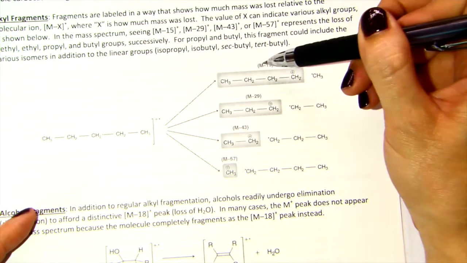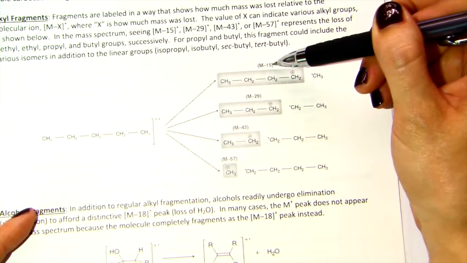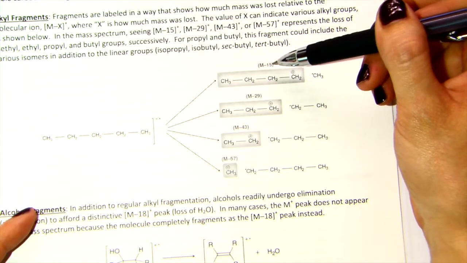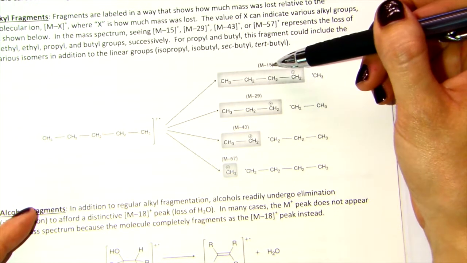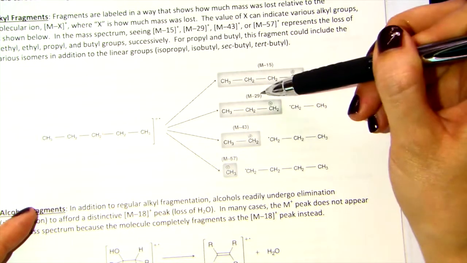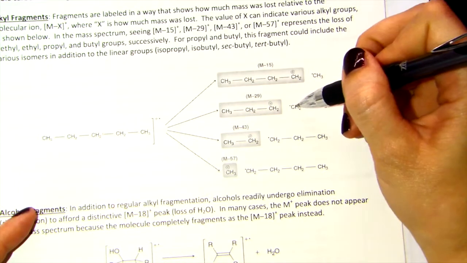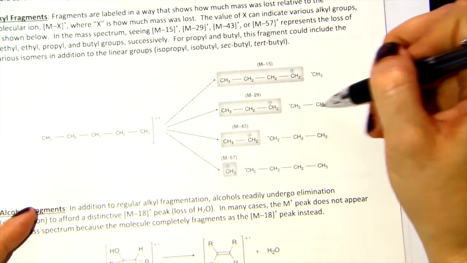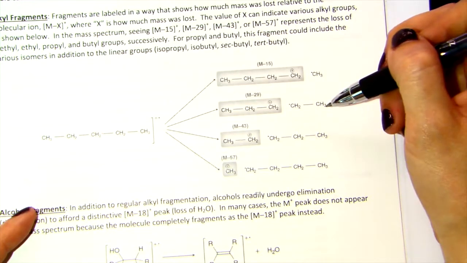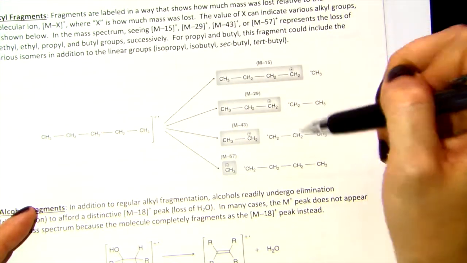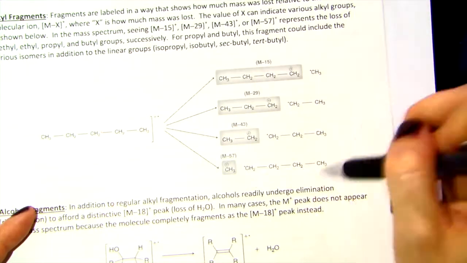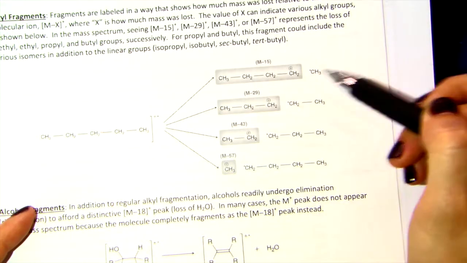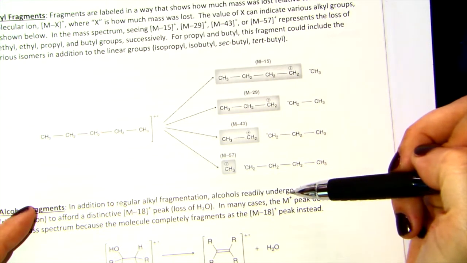So if you see a peak that is your mass minus 15, that means you lost a methyl group, right? That means you have a methyl group on your molecule. Or if you see M minus 29, that means you lost an ethyl group. That adds up: 2 carbons, 5 hydrogens, that adds up to 29. Or a propyl group adds up to 43, or a butyl group, 57. So you get these numbers that are very distinctive for certain alkyl groups that you have in your molecule.